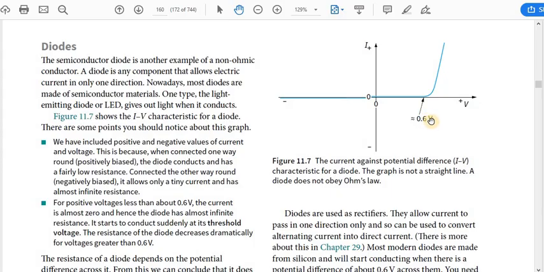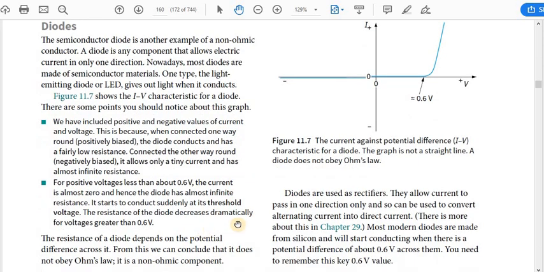So what's the threshold voltage? 0.6 volts. You have to know the meanings of these words. Okay, so it comes to a certain limit, maximum. That's what we call a threshold. Okay, so in this case it's a threshold voltage. The resistance of the diode decreases dramatically for voltages greater than 0.6 volts.